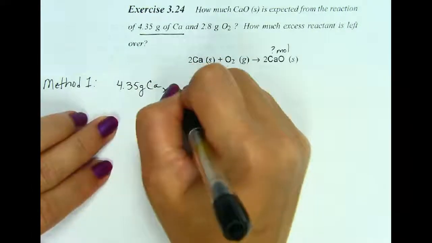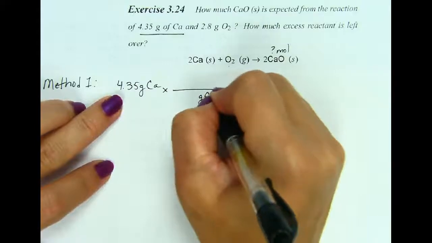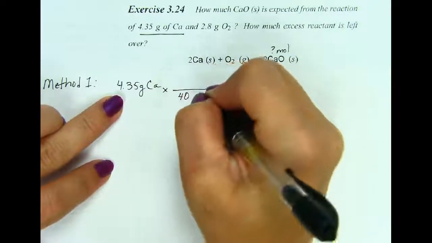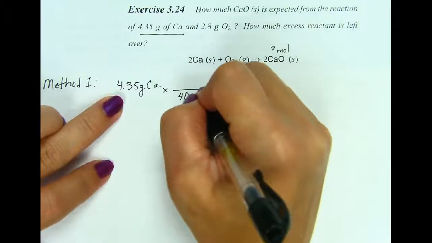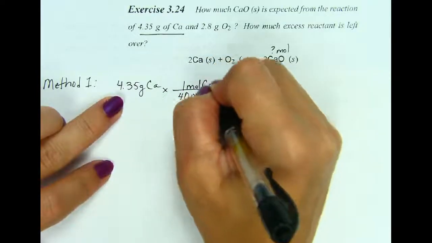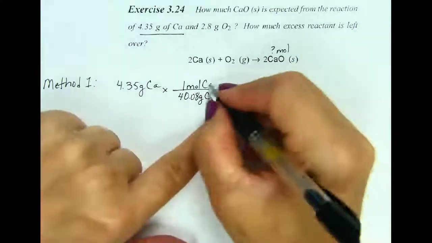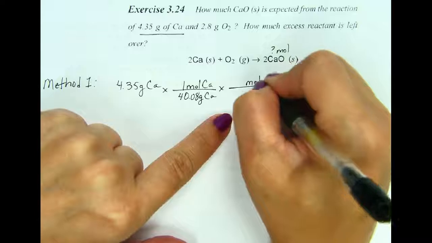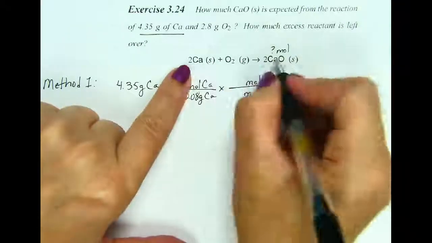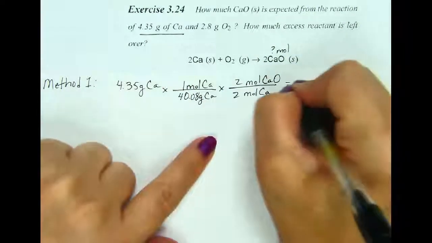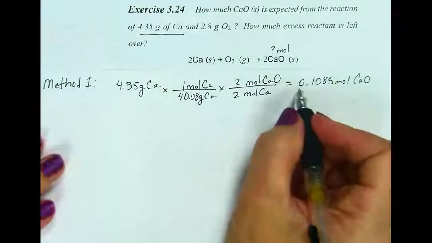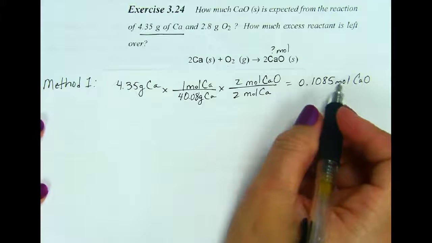So I'm going to go times, draw a line, bring down grams of calcium, and if you look on the periodic table, there's 40.08 grams of calcium for every 1 mole of calcium, times, draw a line, and then I'm going to bring down mole of calcium, and we're going to do a mole to mole ratio to calcium oxide, and it is a 2:2 ratio. And so this is going to be 4.35 divided by 40.08, which gives me 0.1085 moles of calcium oxide.